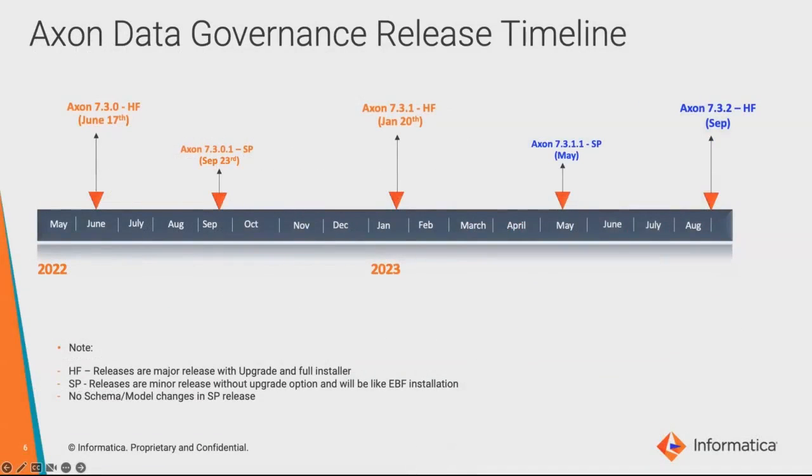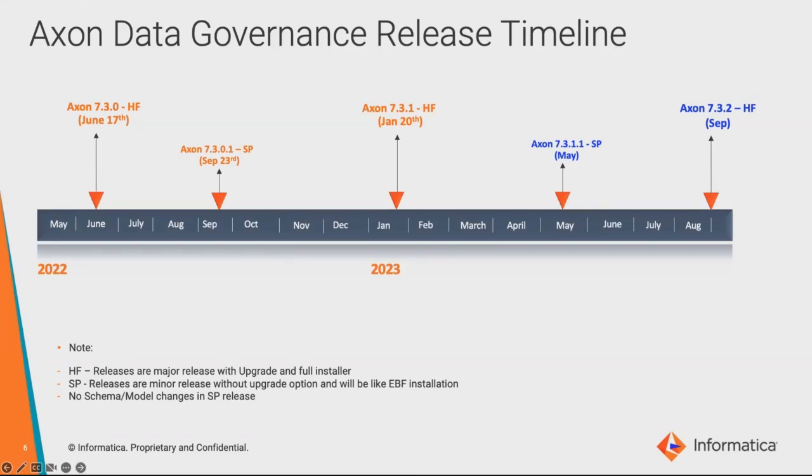Here's a quick look at the release timelines of key releases which we had in the past. That is what we are going to cover in today's session: what's new, and what are the features that came up in each of these releases in the last 1 year. 7.3.0 was a major release, an HF release. It was available since June 17, 2022. Then we had a service pack release, which is a minor release, 7.3.01, on September 23rd. Recently, we had a major release, 7.3.1, which came 10 days back on Jan 20th.